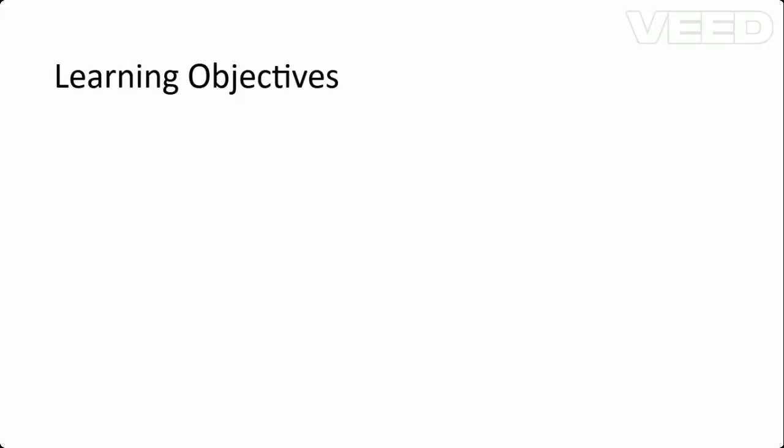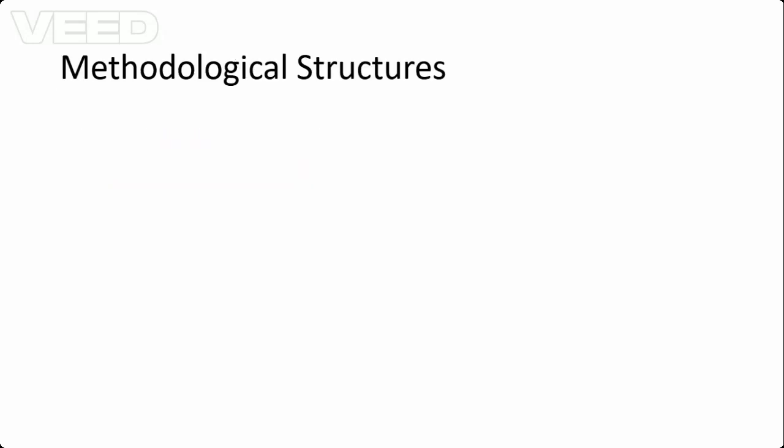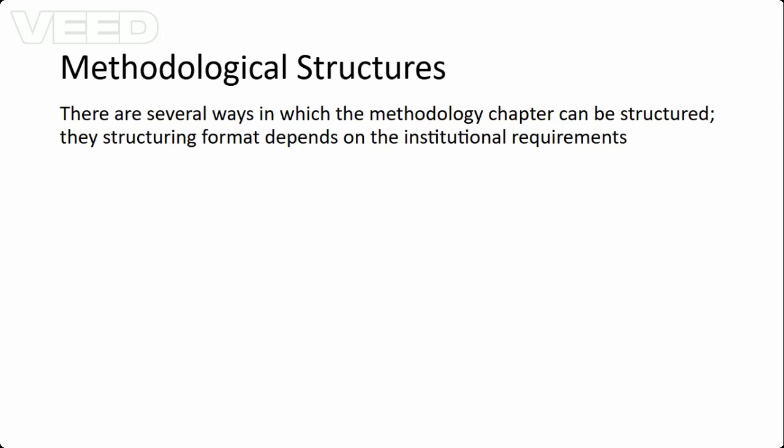So our learning objective, though it's written as learning objectives, we only have one, and that is: at the end of the period, the learner must be able to explain the basic contents of the methodology chapter. Just a basic concept. So, the methodological structure, of course, begins, just like any other chapter, with an introduction to the chapter.